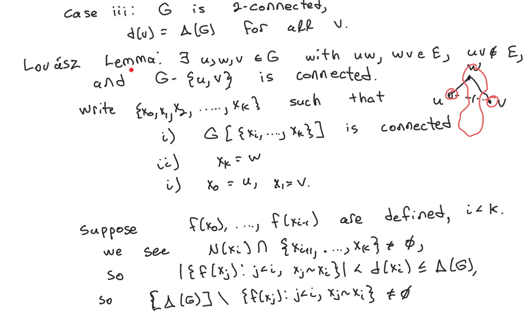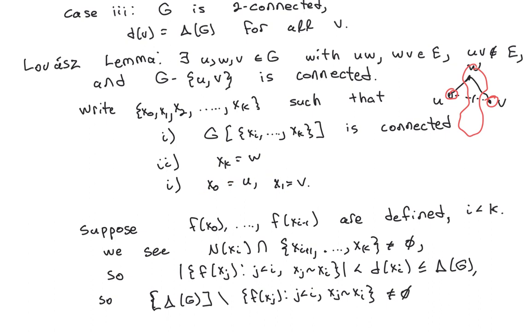All right, so we're going to assume this lemma for now. We're going to take these three vertices, and we're going to do the following. We're going to create a sequence of vertices, x0 through xk, with the property that xi through xk induces a connected subgraph for all i. The last vertex is our vertex w, and our starting vertices are u and v.